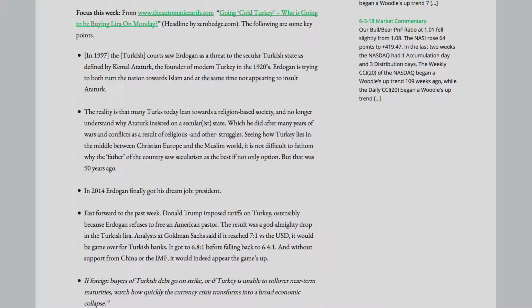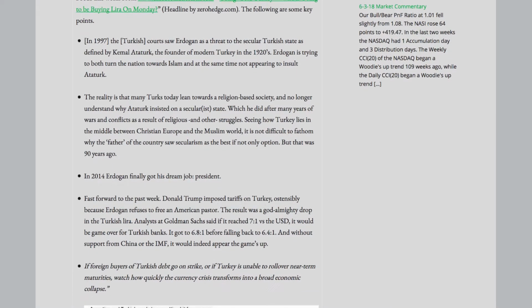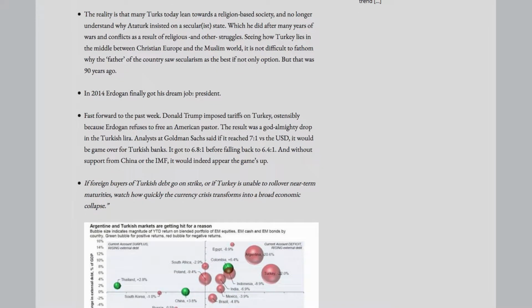In 1997, the Turkish courts saw Erdogan as a threat to the secular Turkish state as defined by Kemal Ataturk, the founder of modern Turkey, in the 1920s. Erdogan is trying to both turn the nation toward Islam and at the same time not appearing to insult Ataturk. The reality is that many Turks today lean toward a religion-based society and no longer understand why Ataturk insisted on a secular state, which he did after many years of wars and conflicts as a result of religious and other struggles.